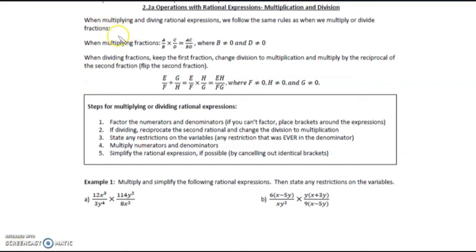2.2a, operations with rational expressions, multiplication and division. Okay, so this is what we're going to focus on today in this lesson.